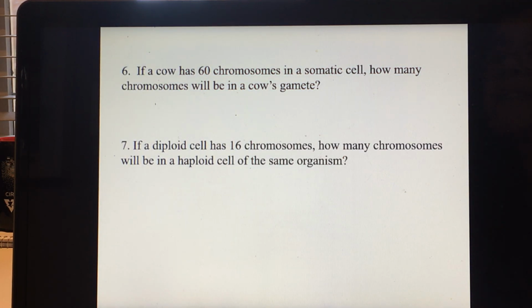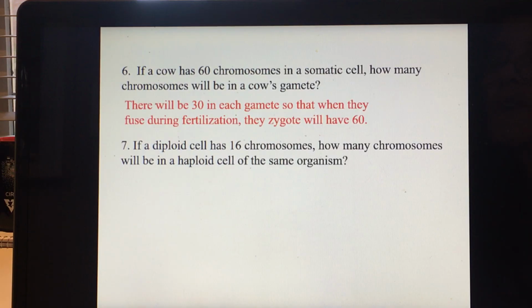If a cow had 60 chromosomes in its somatic cell, how many chromosomes would be in the gametes? There would be 30. And during fertilization, they would fuse, and the zygote would have 60. If a diploid cell has 16 chromosomes, how many chromosomes will be in a haploid cell of the same organism? There would be 8.